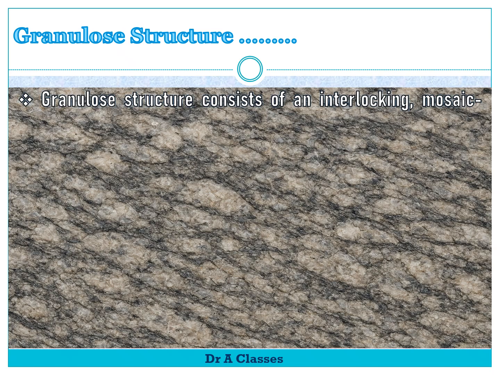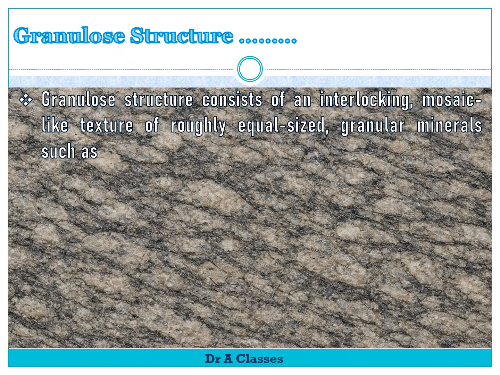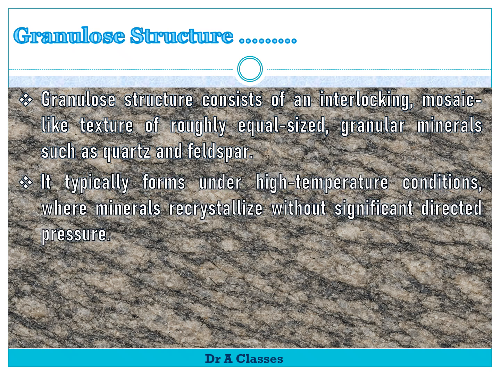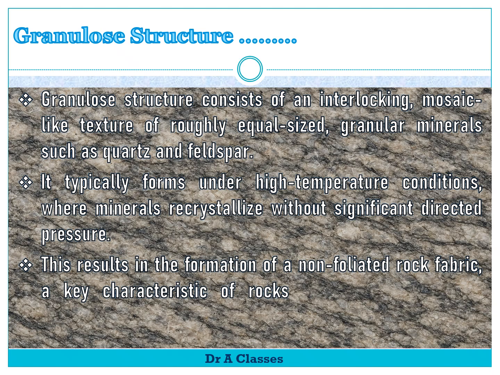Granulose structure consists of an interlocking mosaic-like texture of roughly equal-sized granular minerals such as quartz and feldspar. It typically forms under high temperature conditions where minerals recrystallize without significant directed pressure. This results in the formation of a non-foliated rock fabric, a key characteristic of rocks such as marble and quartzite.